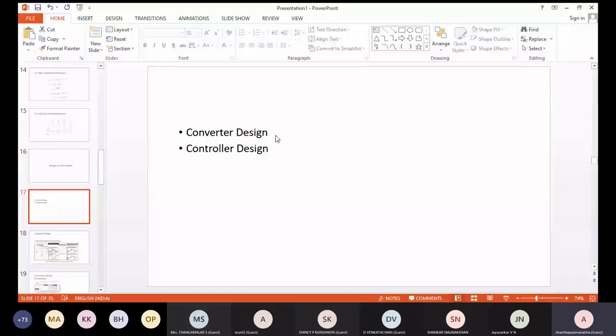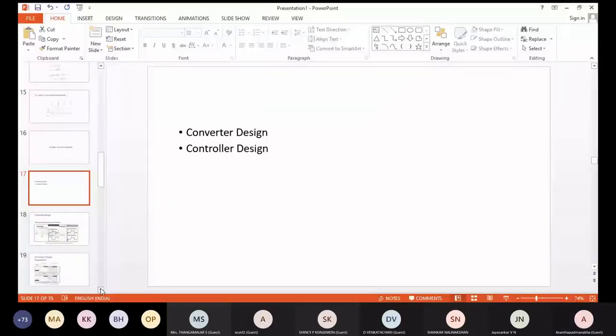Of course, all the design principles had to be taken care of. That is altogether a different story. But assuming all these things have been taken care of, then we are very much comfortable that we can proceed to the controller design, which is quite involved. I can say it's quite involved compared to the converter design. So we'll go to the controller design, having taken care of the converter design.